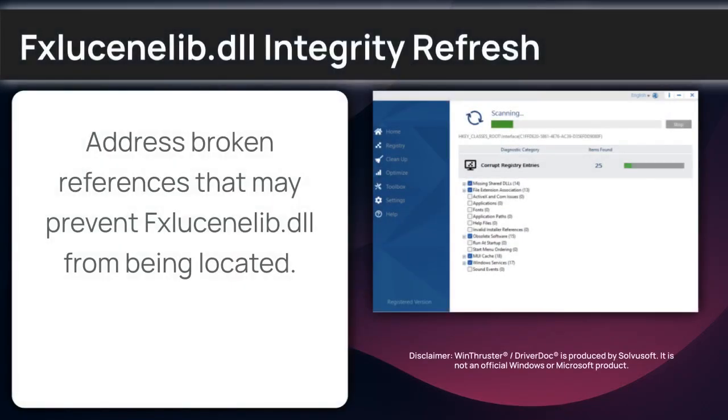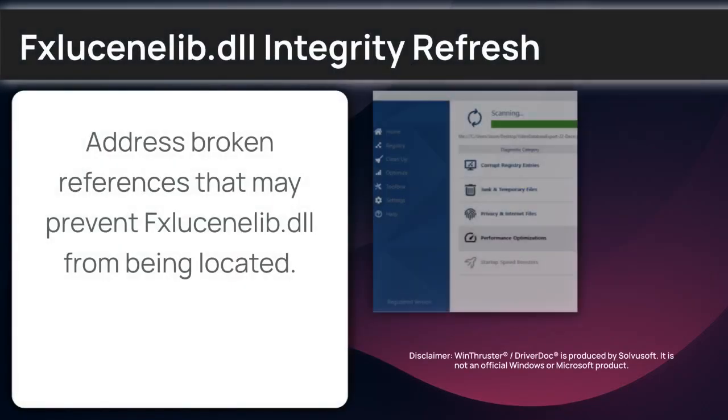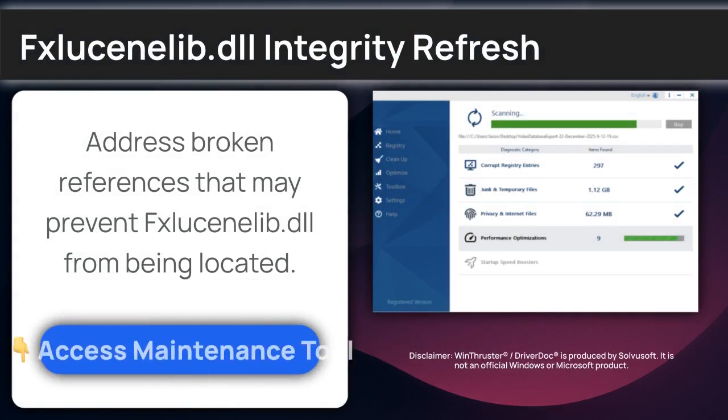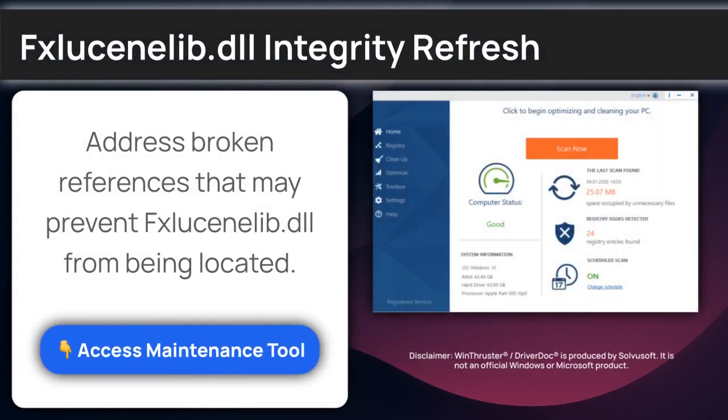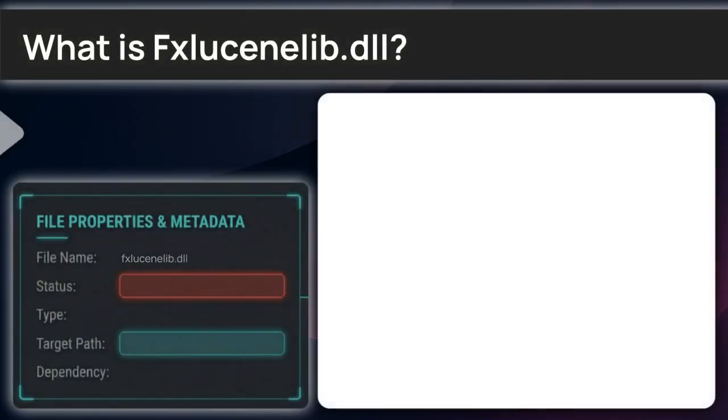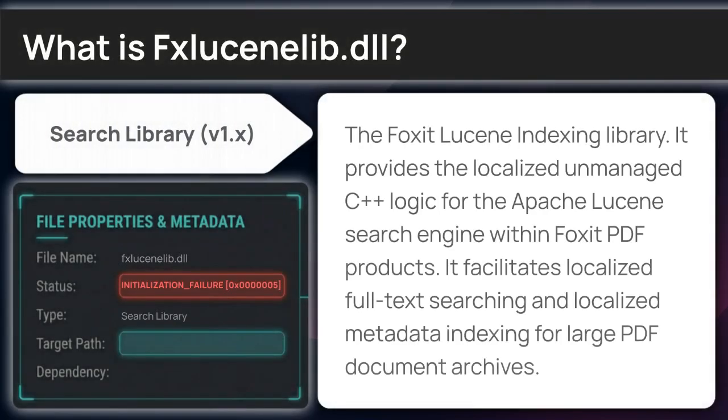As we look at the manual steps for Fxlucenelib Library, there is also a diagnostic resource for reviewing your overall system health. This is the Fxlucenelib Library, the Foxit Lucene Indexing Library. It provides the localized unmanaged C++ logic for the Apache Lucene search engine within Foxit PDF products. It facilitates localized full-text searching and localized metadata indexing for large PDF document archives.